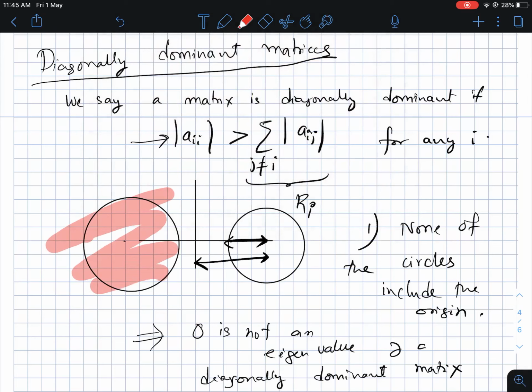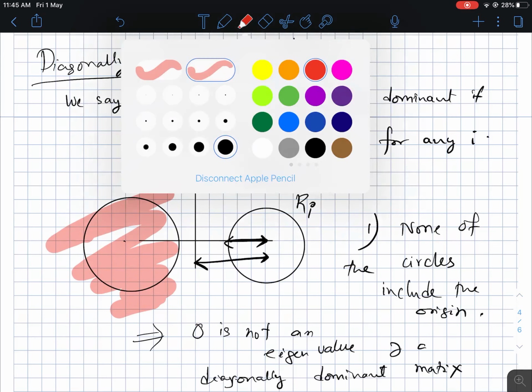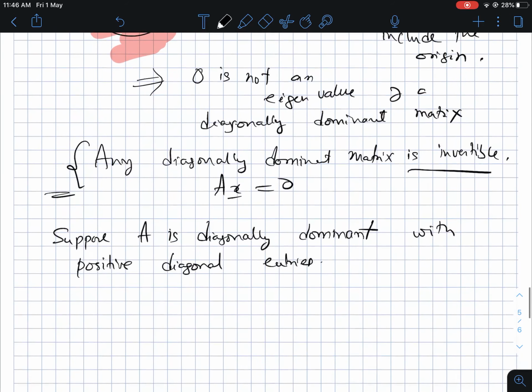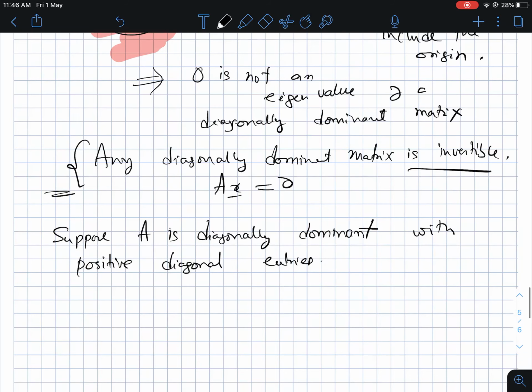So let me just cut it out. The situation will not arise, so you'll only have these kind of situations. Circles will all be in the right. If you draw the other circles, maybe they'll look like this, maybe like this or whatever, but they'll all be on the right hand side. Suppose A is diagonally dominant with positive diagonal entries. Let me also put in symmetric here. Suppose A is symmetric, diagonally dominant with positive diagonal entries.